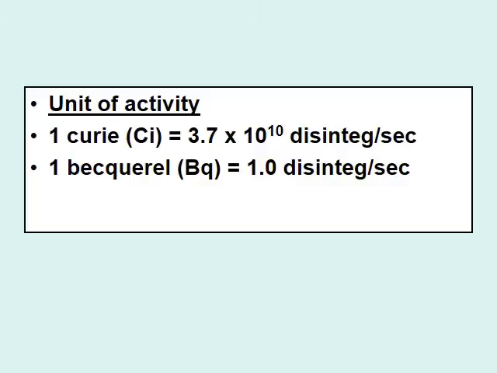Here we are giving you units of activity. 1 curie is 3.7 times 10 to the power 10 disintegrations per second, and 1 becquerel is 1 disintegration per second.